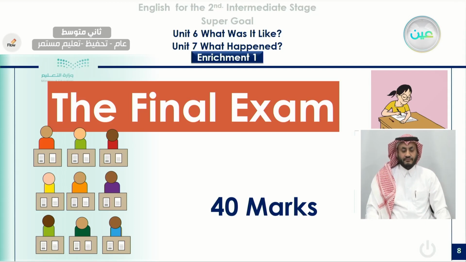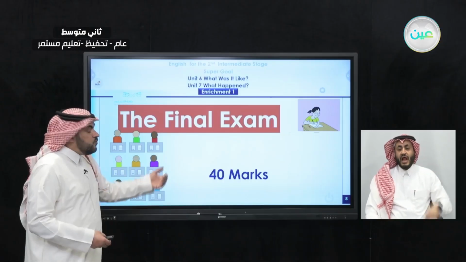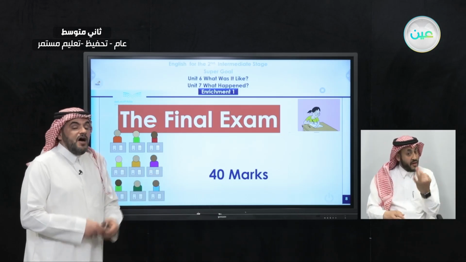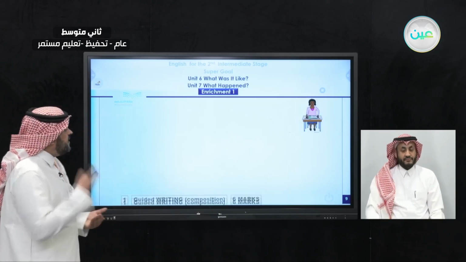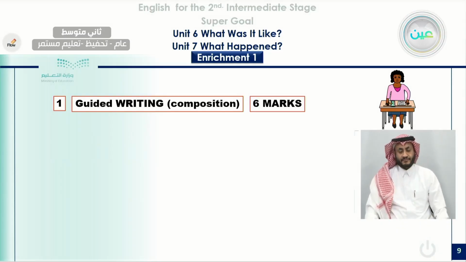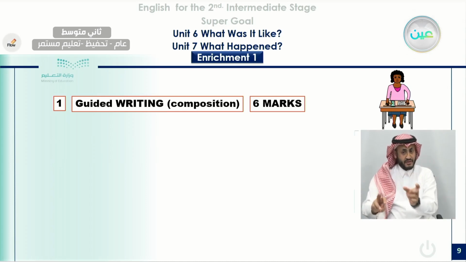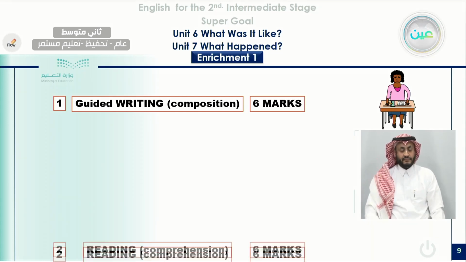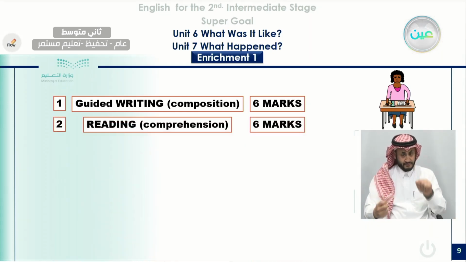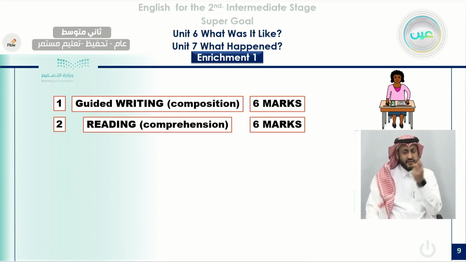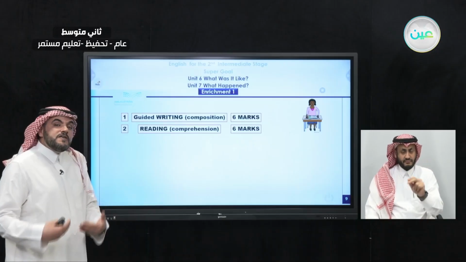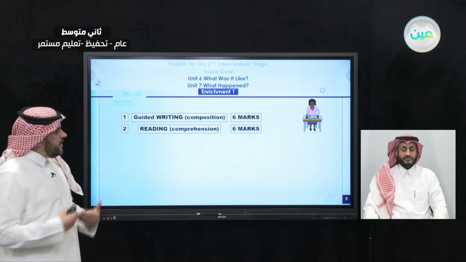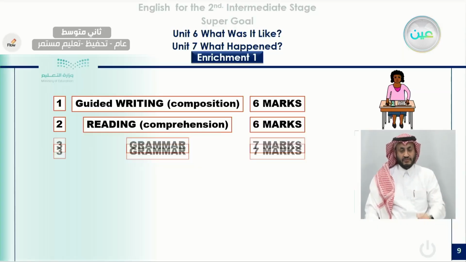So you know that the final exam, according to the Ministry of Education directions, will be in 40 marks. How are these 40 marks divided? Let's see here. The first question that you're going to have is called the guided writing. It is called the composition. It will be in 6 marks. We'll come in detail about this activity and how to deal with it. Number 2, it is going to be on reading comprehension. You read the text and the teacher asks you some questions to check whether you understand or you don't. It will also be on 6 marks.